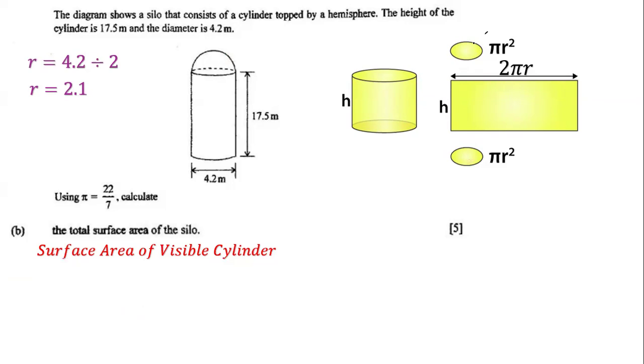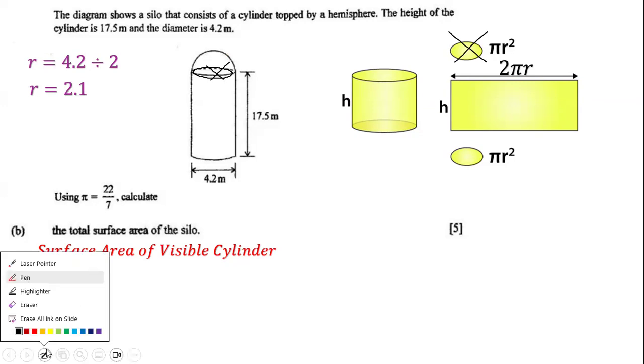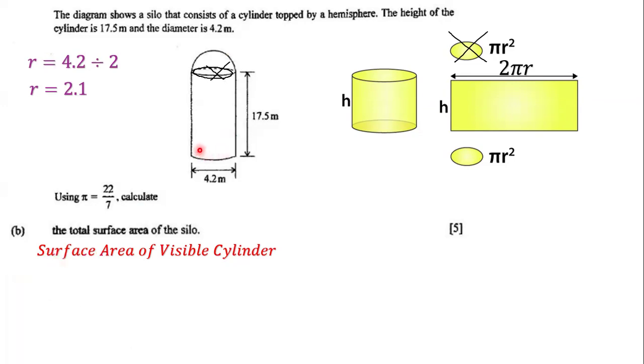The unfortunate thing is that one of the circles is hidden, right? One of the circles is actually inside. So this circle at the top here, we cannot include that in our calculations because this circle is not an external surface. It's not on the outside. We cannot touch it and feel it, right? It's on the inside. When we're dealing with surface area, we're talking about the external surface that we could touch and feel as we touch the silo. And so, we only need to consider this circle at the bottom.